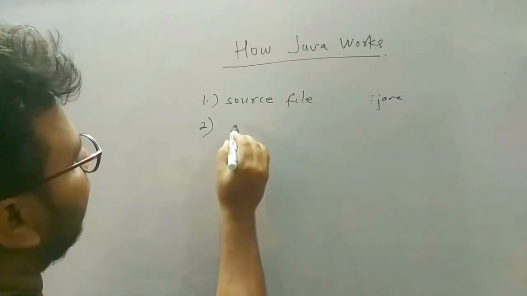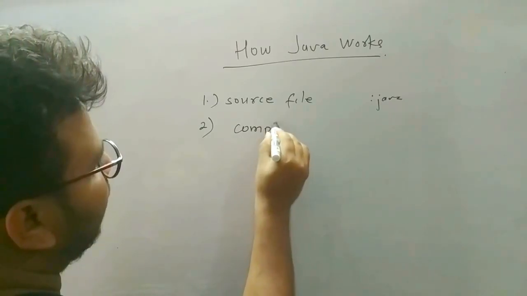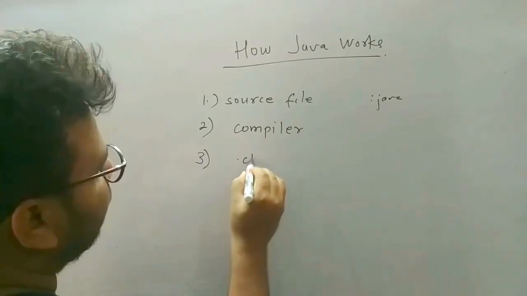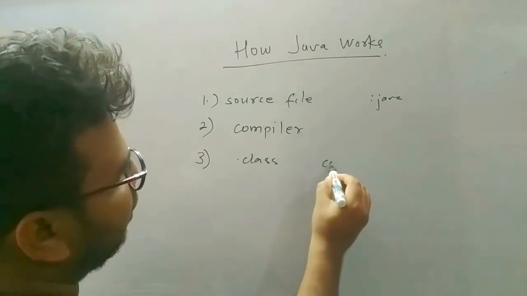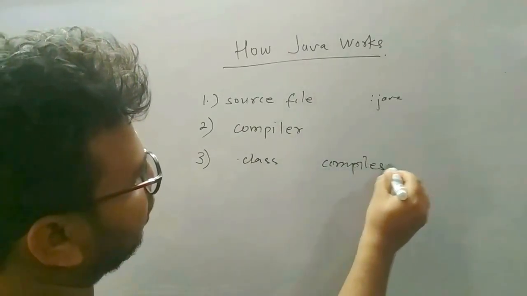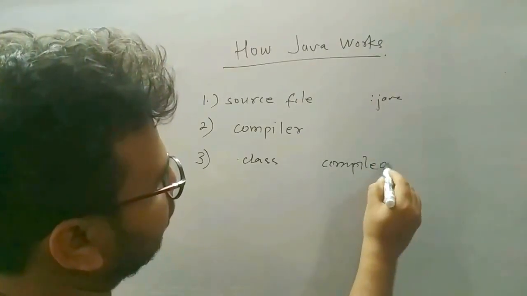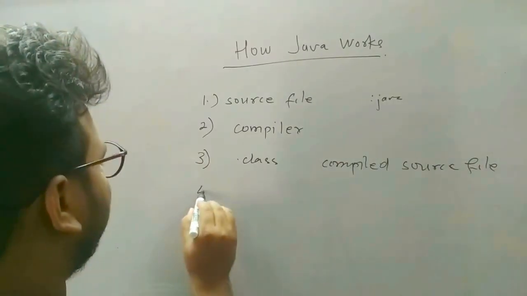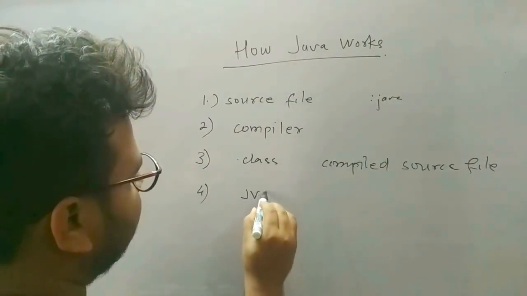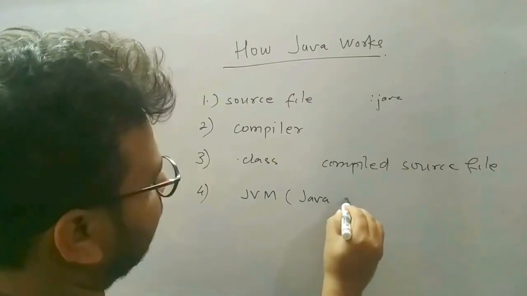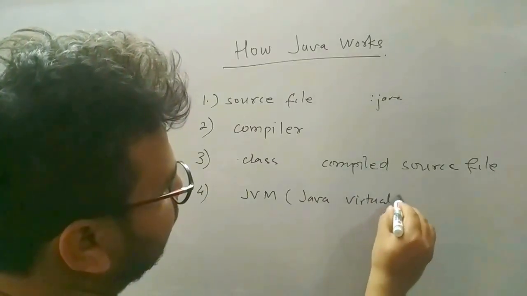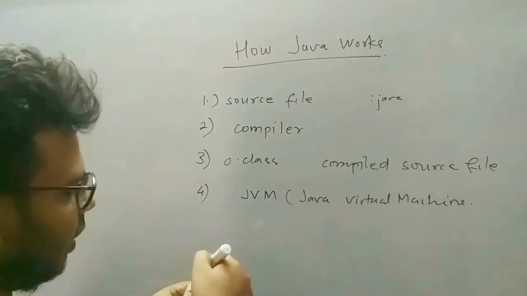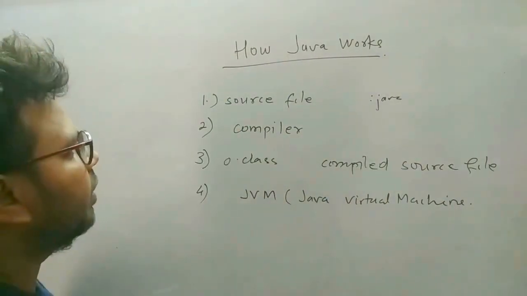Then second, we have a compiler, that is the Java compiler, and then we have a .class compiled file, and we have a JVM, that is the Java Virtual Machine. Let's understand how it works.